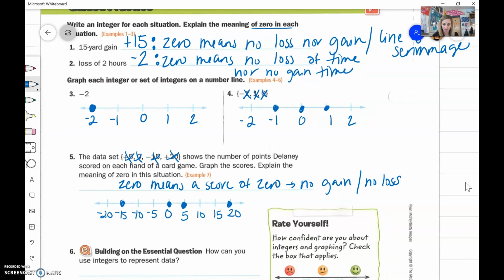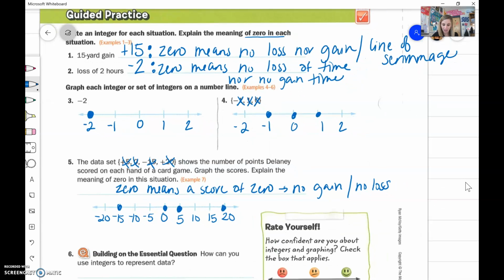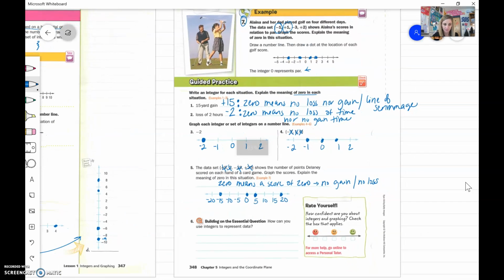All right. I think that pretty much sums it up. Good enough for now with this lesson of integers and graphing integers.